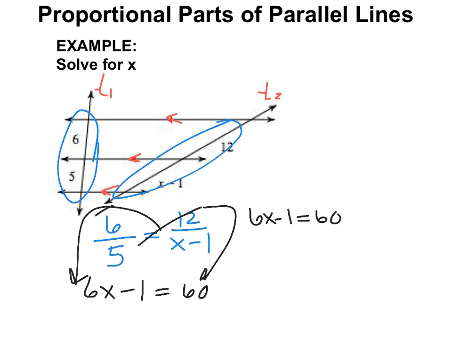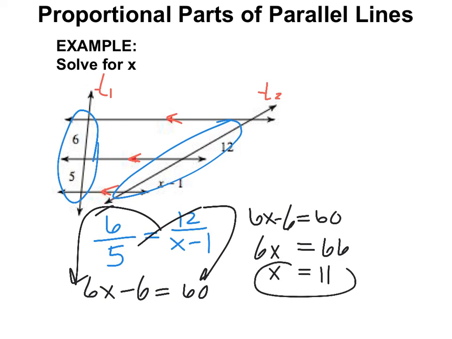And, oh, I made a mistake, because just like I warned you to make sure that you distributed, I did not. So 6 has got to go both to the x and to the 1. So 6x minus 6. So there we go. Then we have 6x. We're going to add 6 to both sides, so that's 66. And then x is equal to 11.